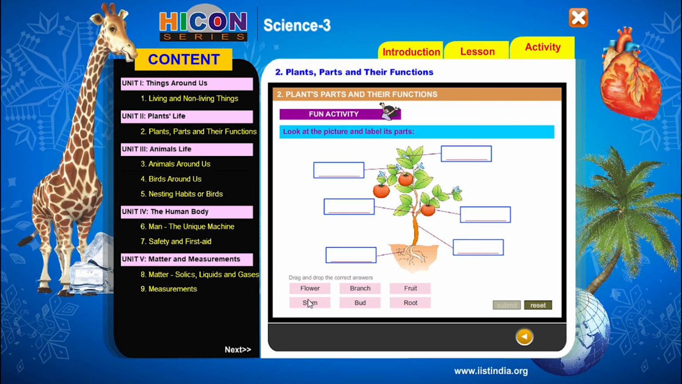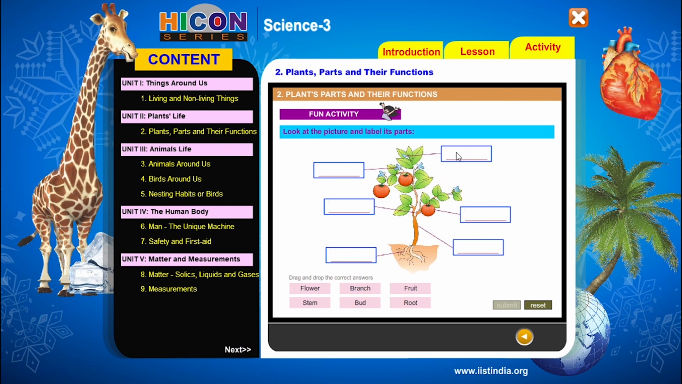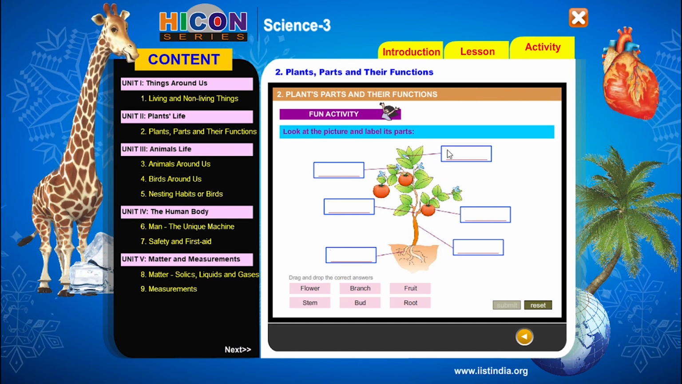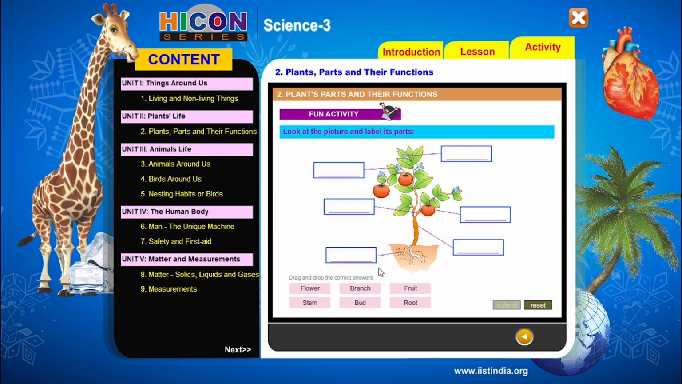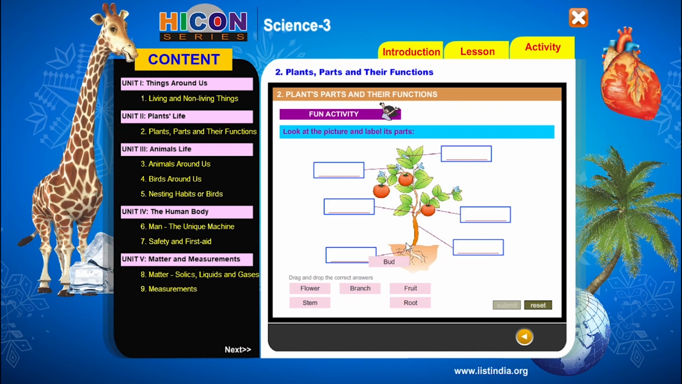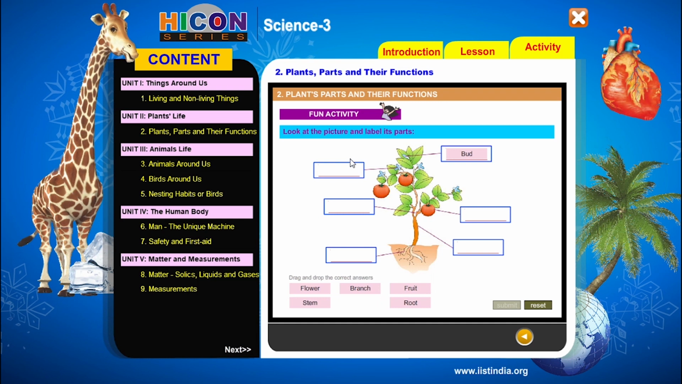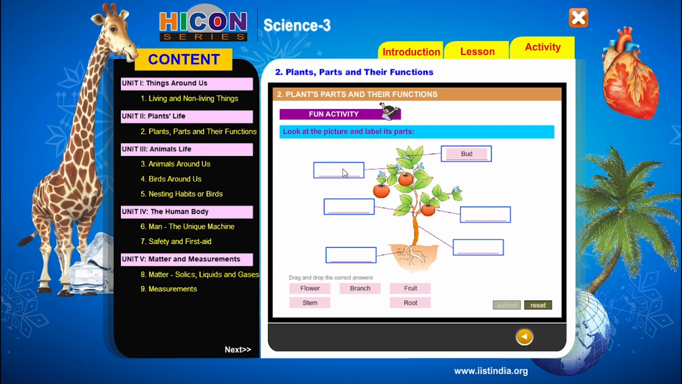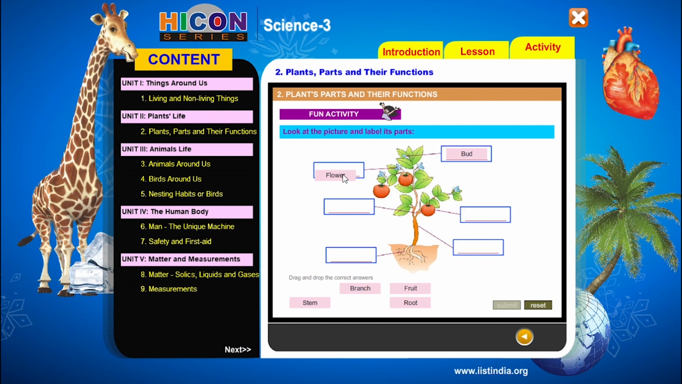See the first one. The first part represents a bird. It is not a flower, it is a bird. So write bird in the first box. Children, see the second blank present on the left side. Could you identify that? What is that? Yes, flower. Very good. So write flower in the box.